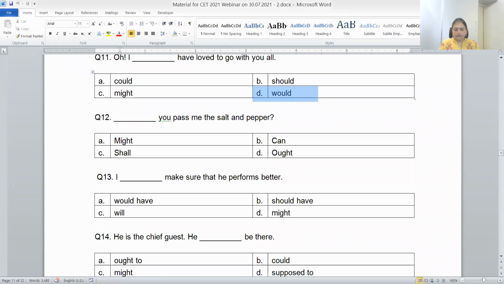Now, children, question 12. Can you pass me that salt and pepper? Option B is your right option. Can you pass me the salt and pepper? Number 13. I dash make sure that he performs better. What is the option, children, of number 13? I will, yes, I will make sure that he performs better. Number 14. He is the chief guest. He dash be there. He ought to be there, children. He ought to be there.